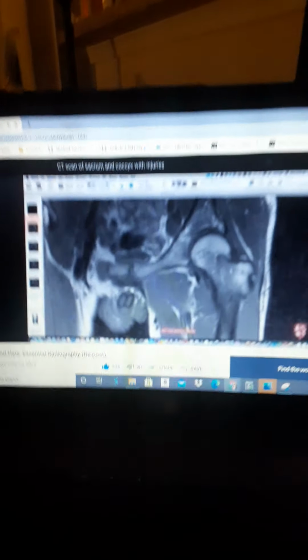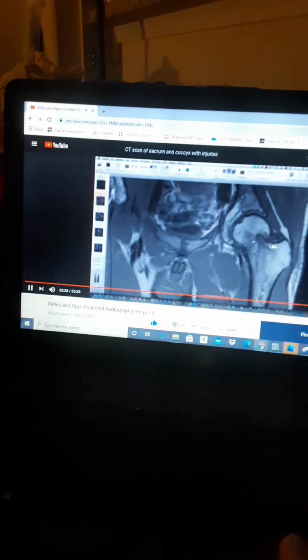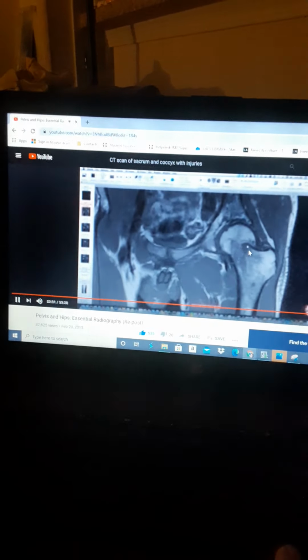So here's the MR T1 weighted scan, and so you can see the fracture here coming across the femoral neck with a lot of surrounding edema. It all turns out to be fine, but the main point I was going to make is that one of the, I'll stop with this one.